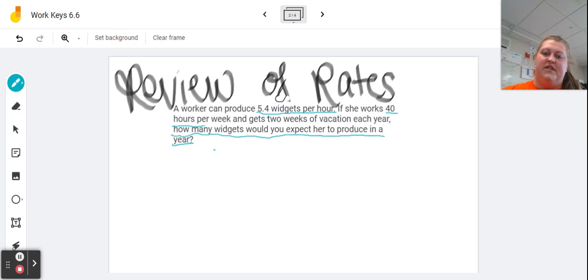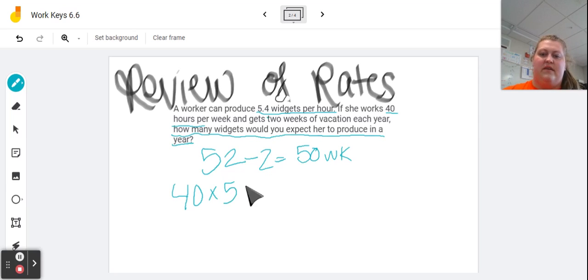So there's 52 weeks in a year, and she gets 2 weeks of vacation. So I'm going to subtract 2 from that, and I get 50 weeks. Now I'm going to figure out how many hours she works within the year so that I can know how many widgets she makes per hour. So she works 40-hour weeks, and times 50 weeks gives me 2,000. Now I'm going to figure out how many widgets she makes per hour.